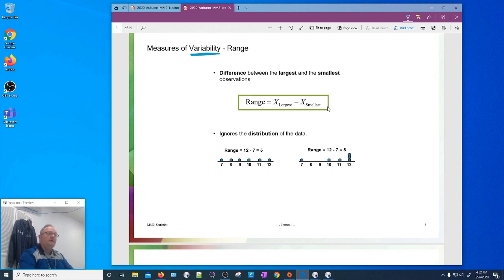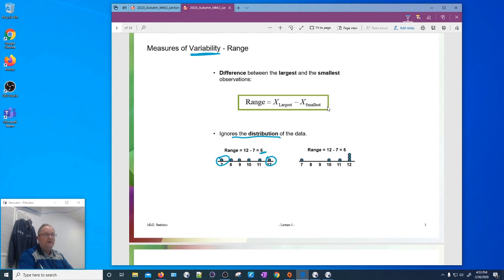So the range represents the difference of the largest and the smallest, so that's simply the range. So in this case here, the larger data point that appears in this set and the smaller one, we have a range of 5. It doesn't really tell us about the shape, but it just tells us the spread. And you'll notice that comment there ignores the distribution, which doesn't really tell us about the shape of the data.